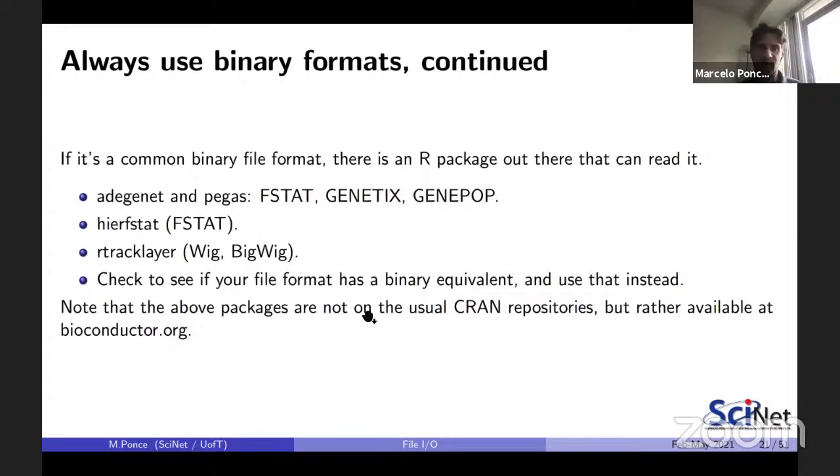A few more different formats. adegenet and pegas can read FSTAT, Genetics, and Genepop. Here, FSTAT, the rtracklayer also reads WIG and BigWig. And there are many others in the CRAN repository. So just to let you know, these are a few of the ones that have been collected during the years that some people have used in different disciplines. Another good place to check for this is Bioconductor. So Bioconductor has a lot of packages related to bioinformatics processing and data formats.